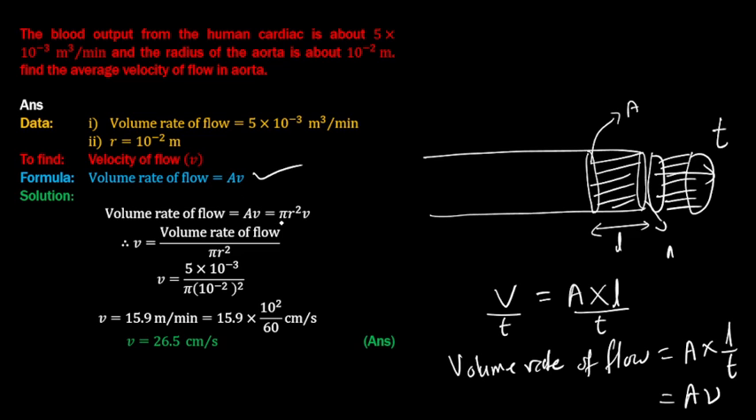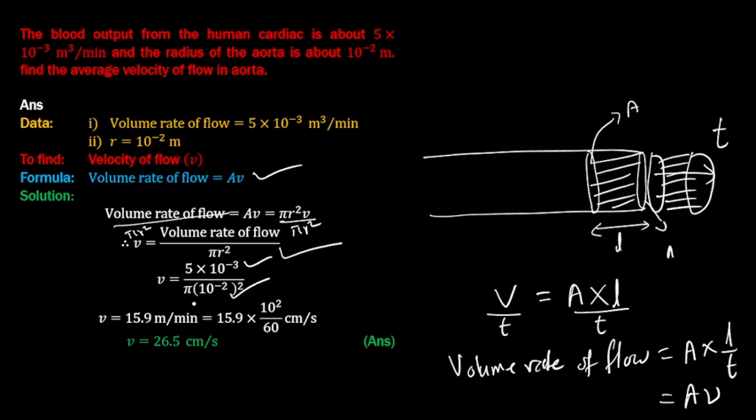Area of cross section can be written as πr², where r is the radius of the circular cross section, and the radius is given to us. Then we rearrange it. We divide both sides of this equation by πr² and obtain this second equation. We simply substitute for the volume rate and the radius, and calculate the answer. The velocity of flow is now 15.9 meter per minute.